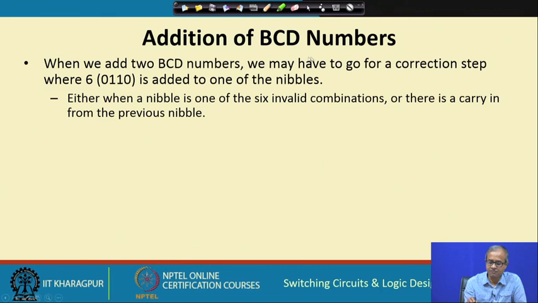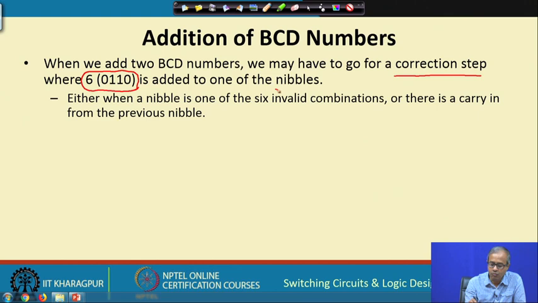See, the rule is fairly simple. When you add BCD numbers, there may be some correction steps we may have to go for. In the correction steps, what we do? We may have to add 6, which in binary is 0110, to one of the nibbles.